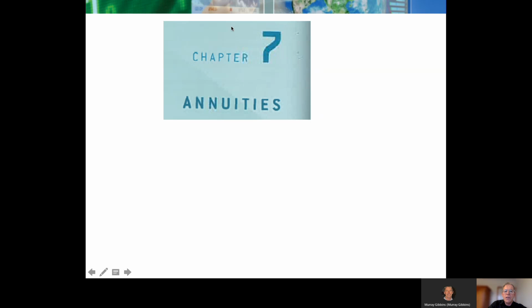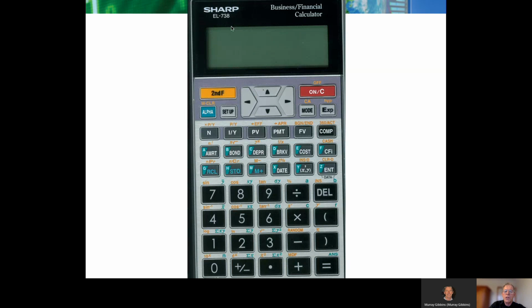It'll just be an overview at this stage. When we get to class, we'll do some of the more complex questions. We'll practice pushing some buttons on the calculator in class as well.